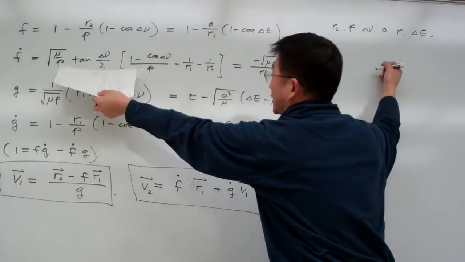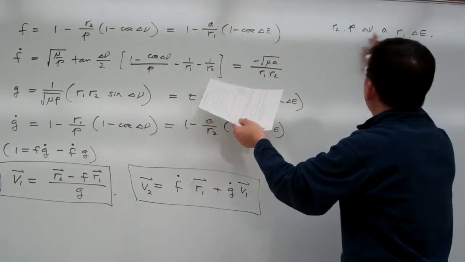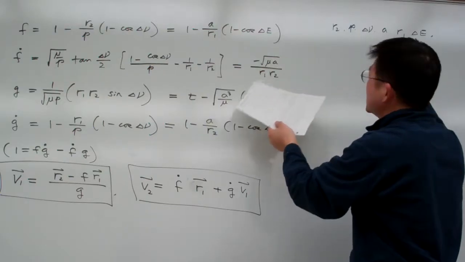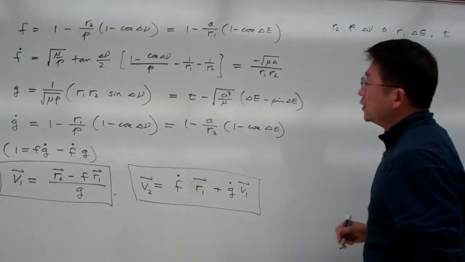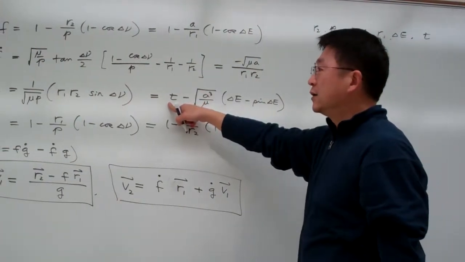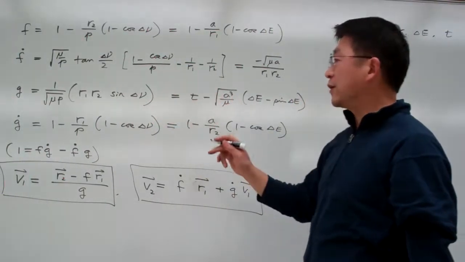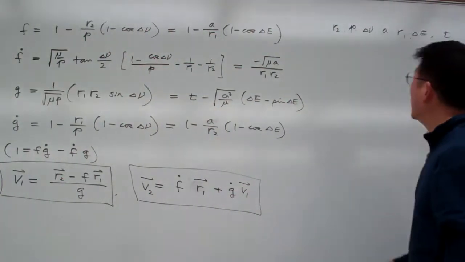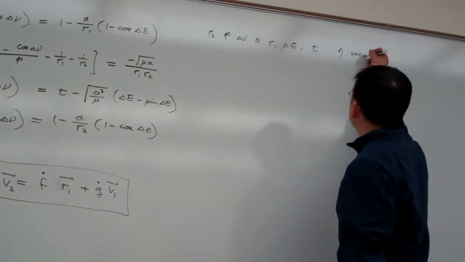If we keep writing, P, delta nu, R1, R2, and then A. So here we have T. Basically, T is the time of flight, and the time of flight corresponds to going from one destination to the other one. So here we have the 7 variables.